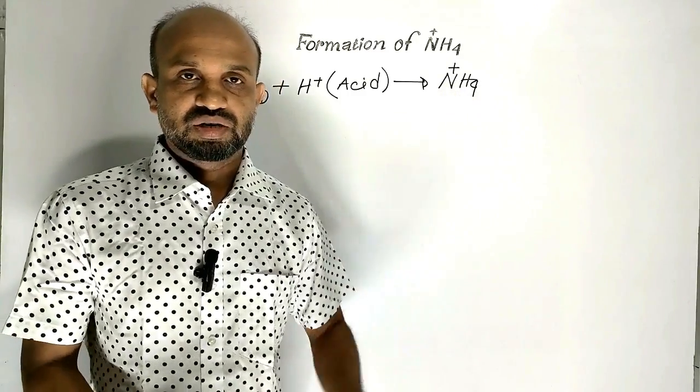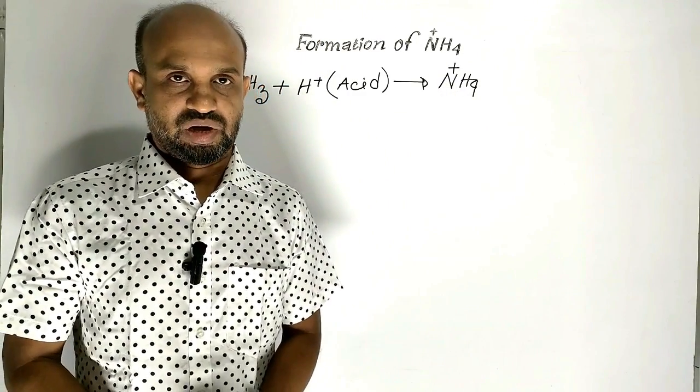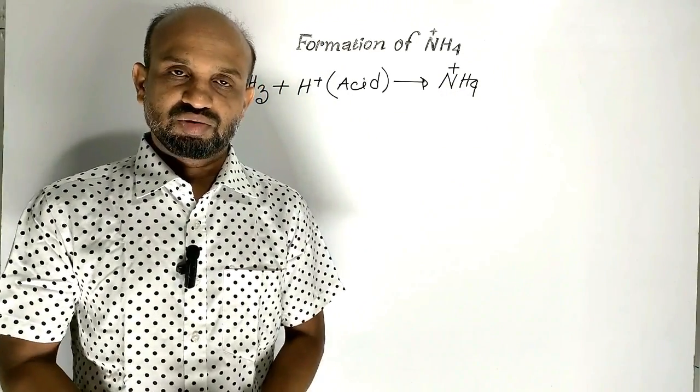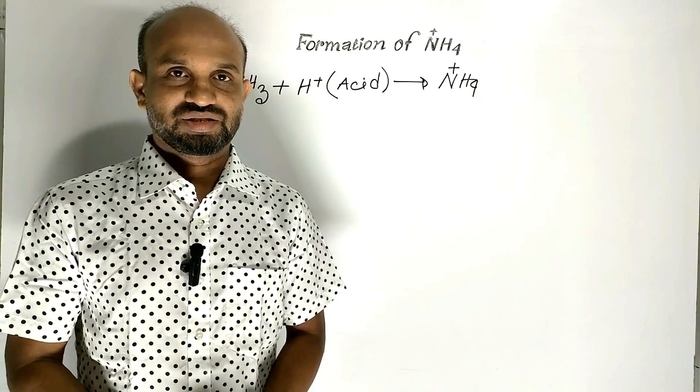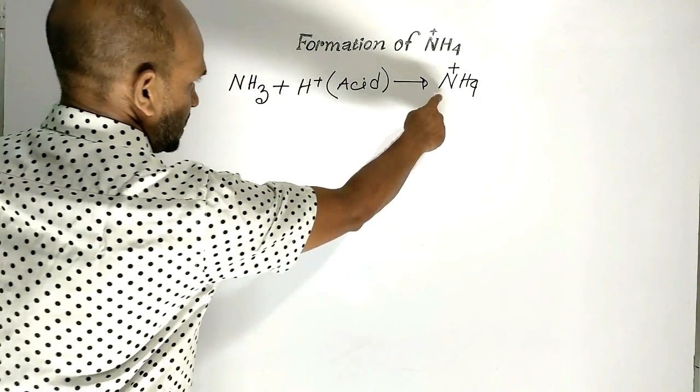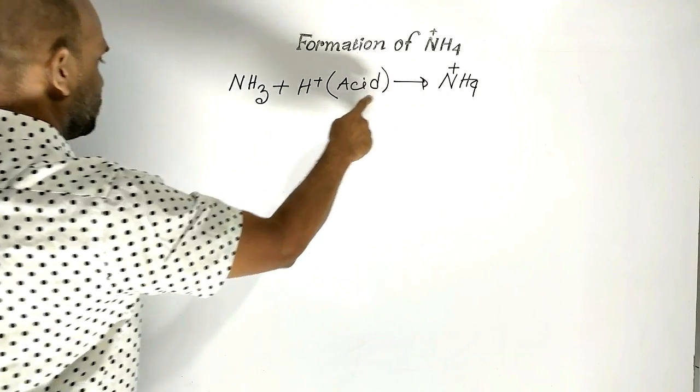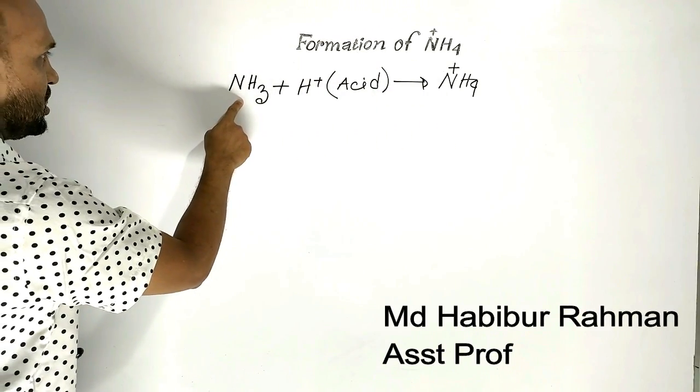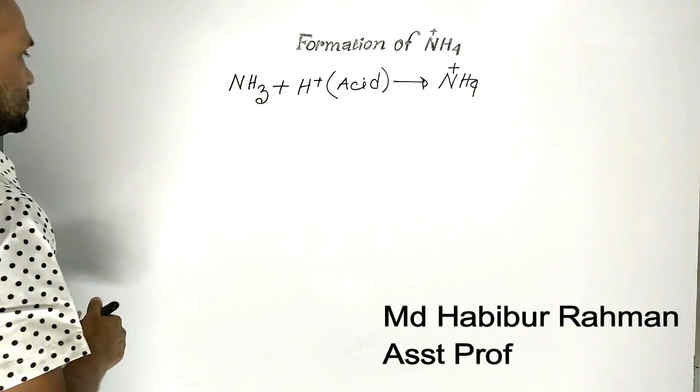Ammonium ion. How many types of bonds are present in ammonium ion? This is what we are going to learn today. So let's get started. Ammonium ion, which is formed from ammonia and proton.